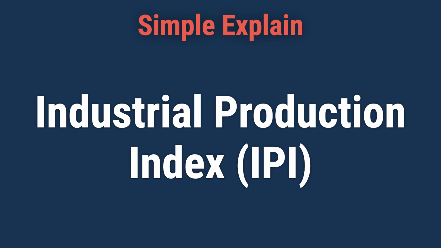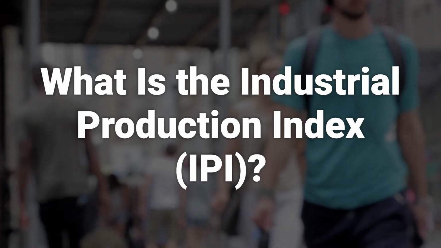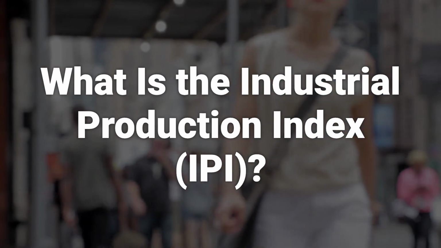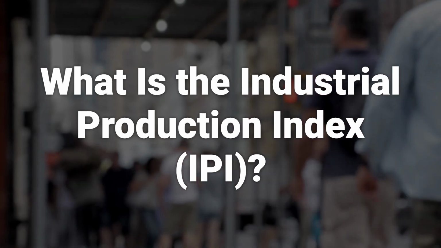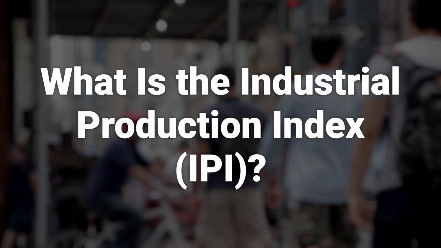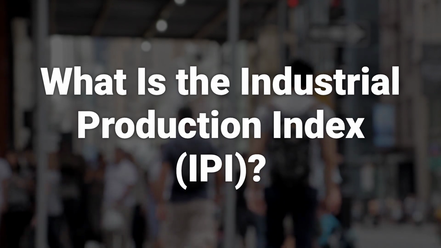Today, we will talk about the Industrial Production Index, IPI. The Industrial Production Index is a monthly economic indicator measuring real output in the manufacturing, mining, electric, and gas industries, relative to a base year.